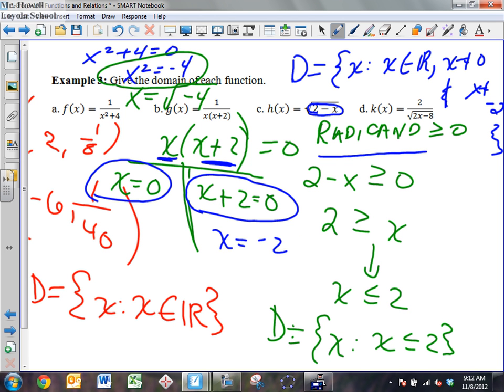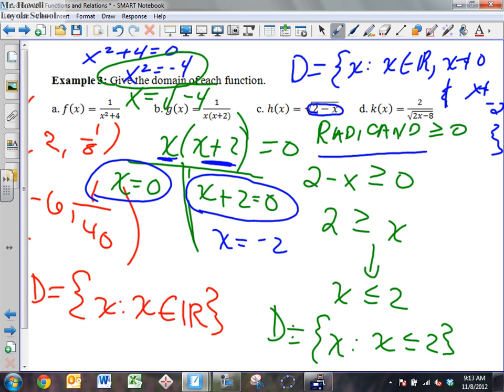All right. Part D is a variation of part B and C. Can somebody explain why that is? Why is part D a combination of parts B and C? Because the radical is in the denominator. Yes. We now have a denominator like we did in part B, but we have a radical in that denominator. So, the rule was to set the radicand greater than or equal to 0.